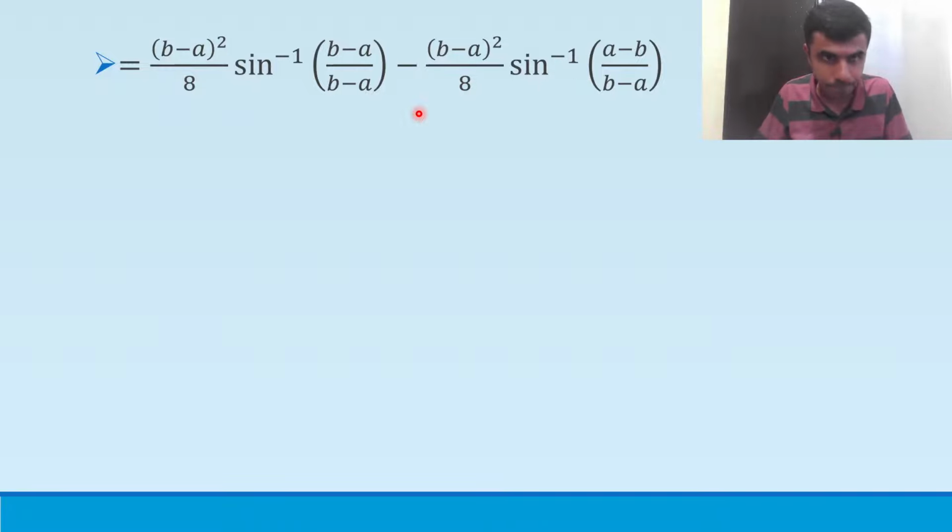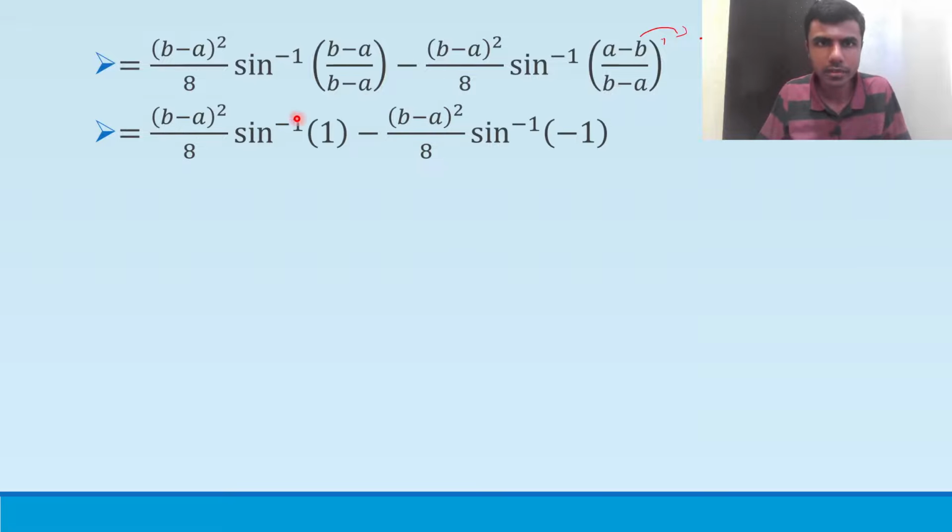Chalo, now next. If you see here, b minus a by b minus a, so ultimately 1 will remain in this bracket. Next, a minus b can be written as minus of (b minus a). That's totally okay, because a minus b can be written as minus of (b minus a). Now b minus a will get cancelled, minus 1 will remain. Here minus 1 will remain. So fine, this is what I have, sin inverse 1 minus sin inverse minus 1, multiplied by (b minus a) whole square by 8.